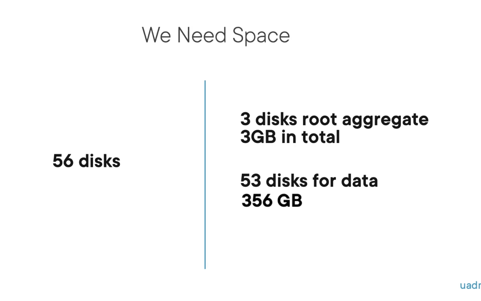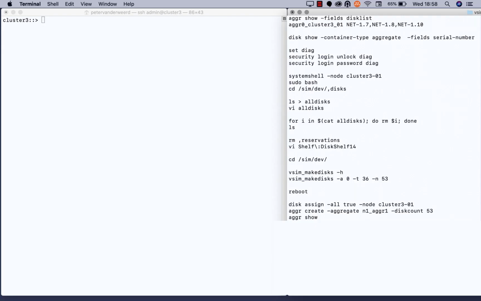But we need more space, so we can remove the unused data disks and replace them by creating larger disks. And since the maximum number of disks in a simulator is 56, we can create 53 disks for data aggregates. And that will give us more than 350 GB in total for a single node.